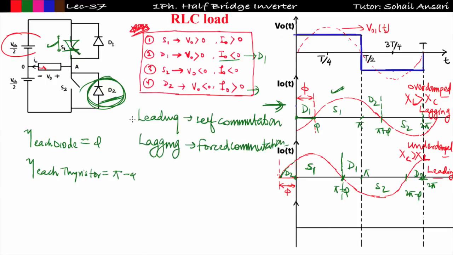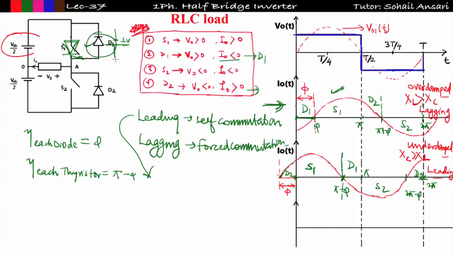Now under self commutation, meaning under leading load, the question they will ask you is about the circuit turn off time. We know the circuit turn off time is defined as the time for which the thyristor is reverse biased, and this is my thyristor. So this thyristor will be reverse biased till D1 conducts. When D1 conducts, the voltage drop across it will be 1 volt, and this negative 1 volt is applied across this thyristor.